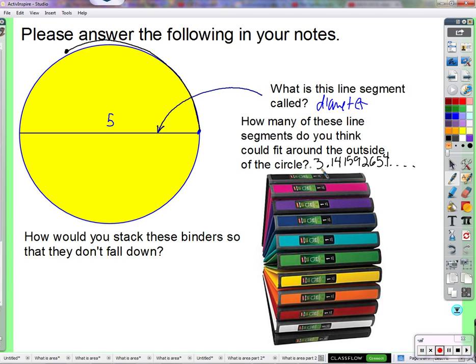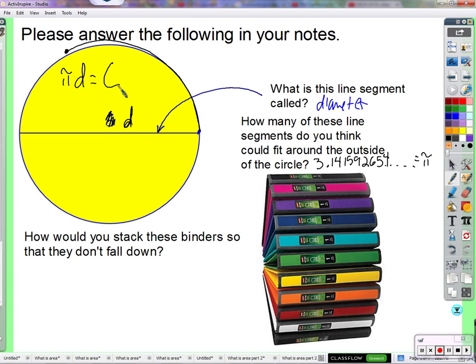So exactly what number is this? Pi. Pi is that number. It's 3.14 and so on. Not pi like the food, pi like the letter pi, and 3.14 of those can fit around. So we just call it d. If we were to take d and multiply it by 3.14159265 and so on, what would we get? Circumference. The circumference, very good.